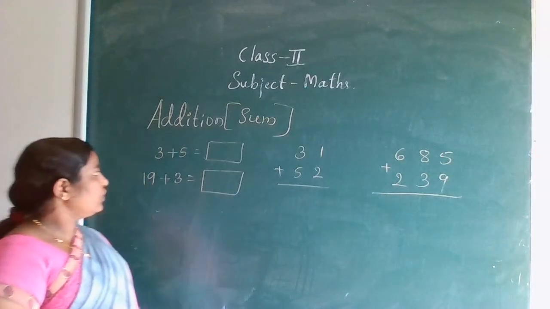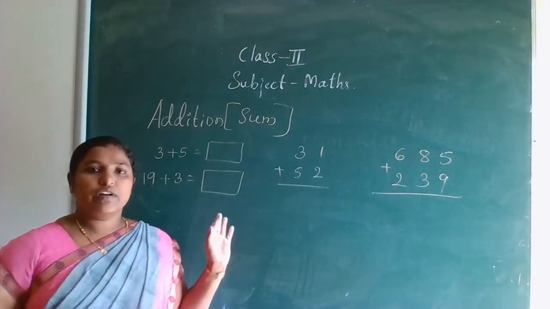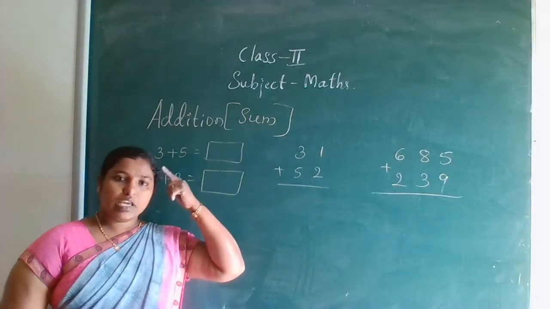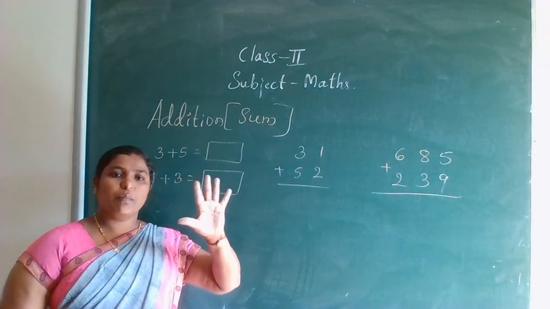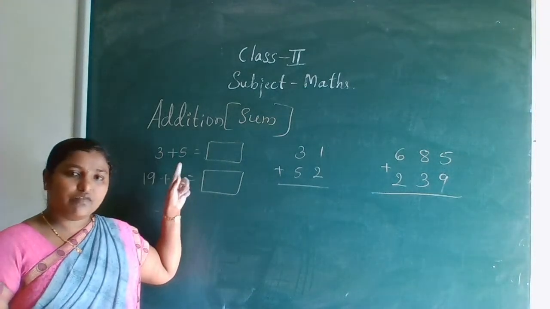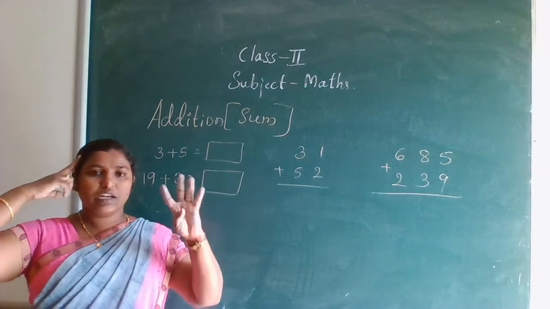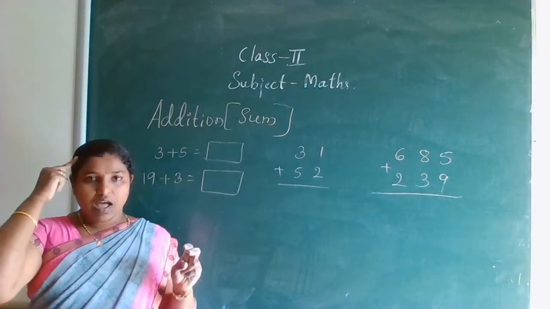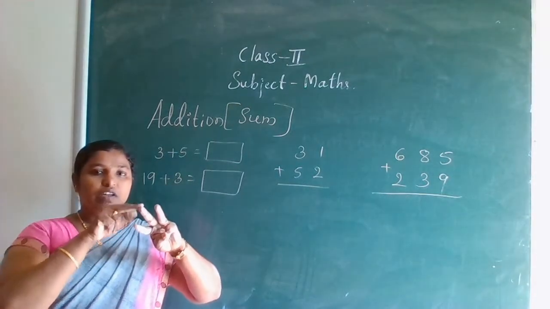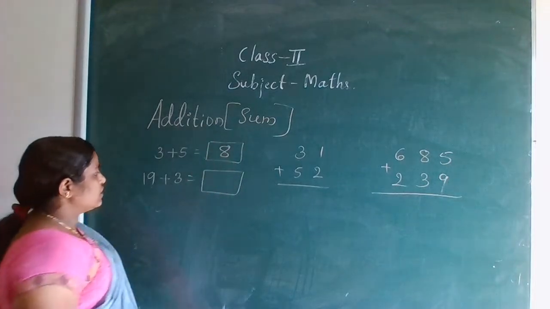Okay. 3 plus 5. I told you already the tricks how to do the addition. Big number keep it in your mind and small number in your hand. 3 and 5, which is the big number? 5 is the big number. Keep 5 in your mind and 3 in your hand. 5 plus 3. 5, 6, 7, 8. What is the answer? 8 is the answer.